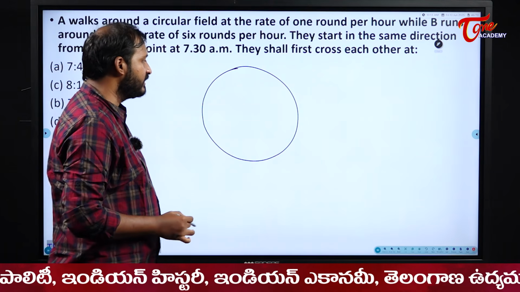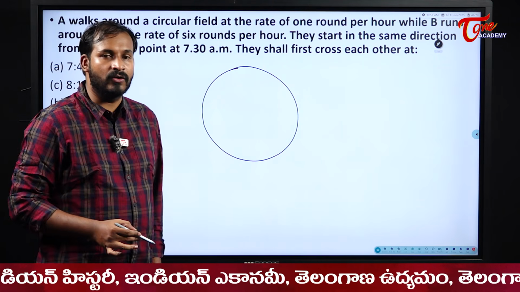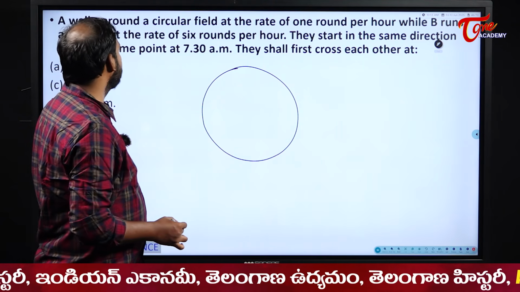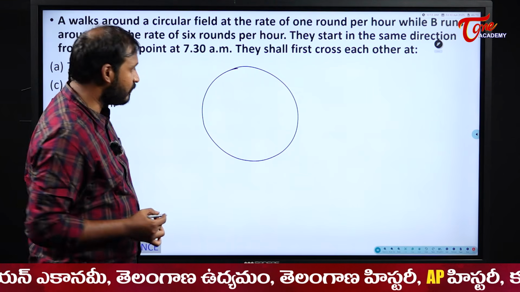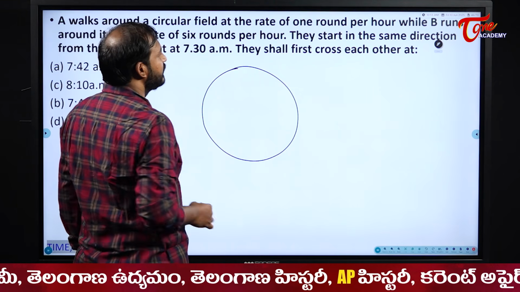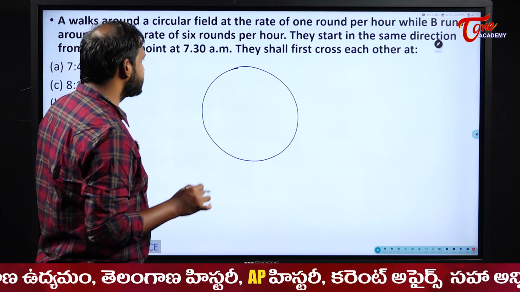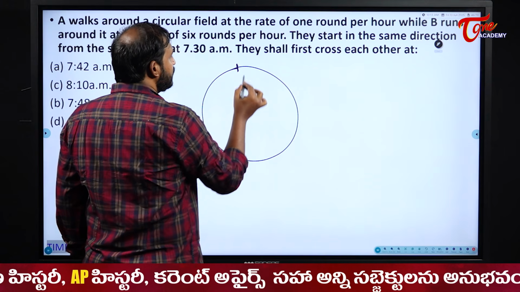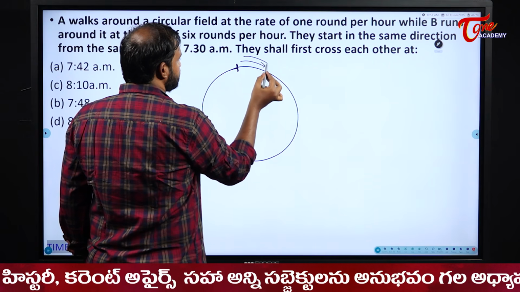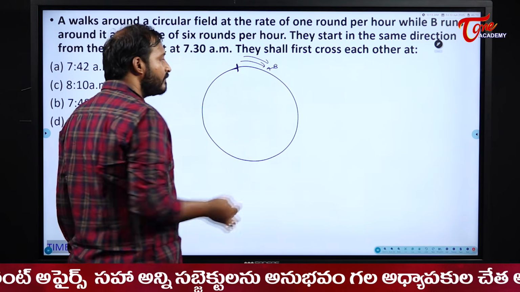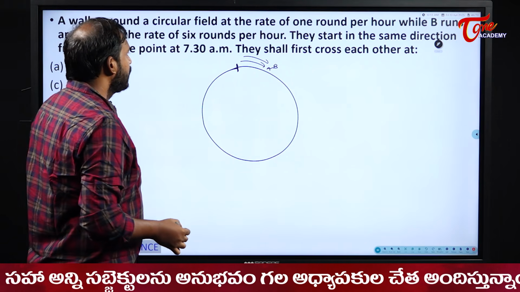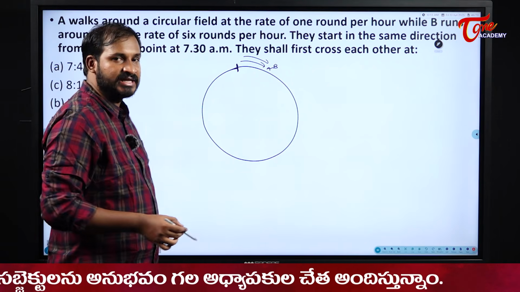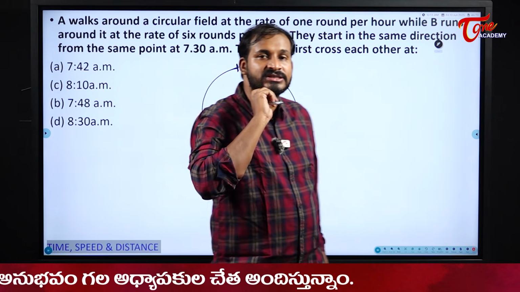There is a circular field. A is walking at a speed of 1 round per hour, while B runs around it at the rate of 6 rounds per hour. Now see here, A and B start in the same direction from the same point at 7:30 a.m. Assume this is the point. They both are running in the same direction. They shall first cross each other at.